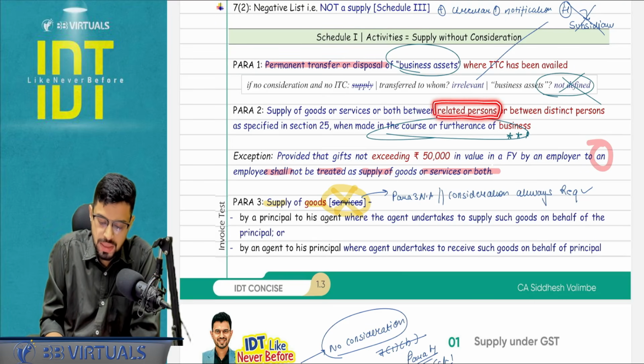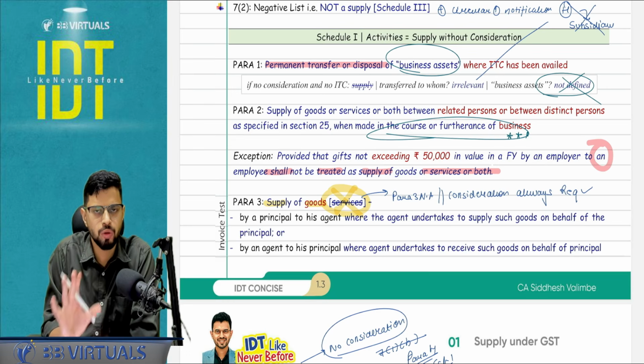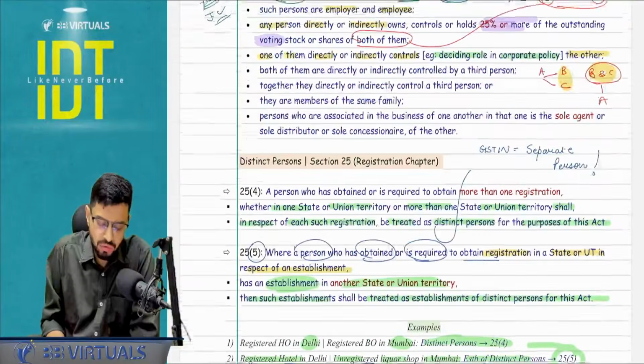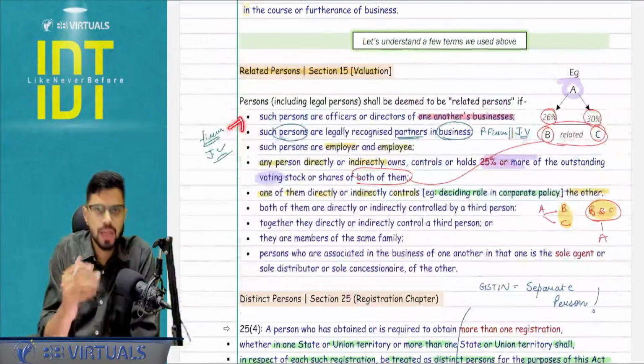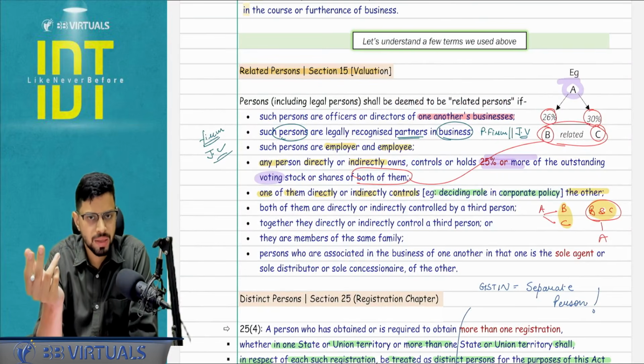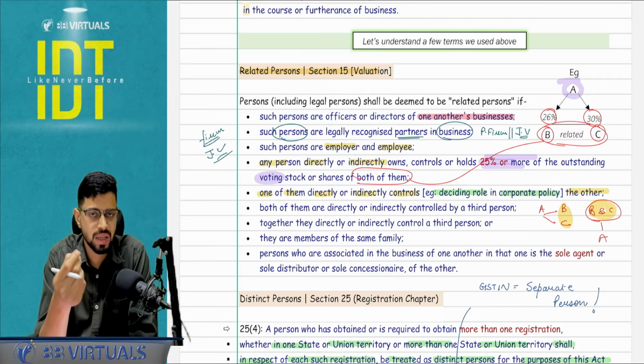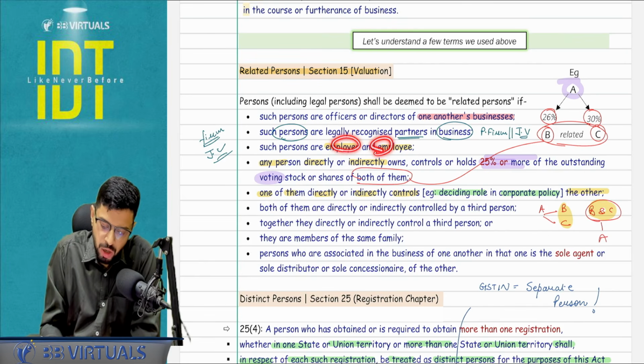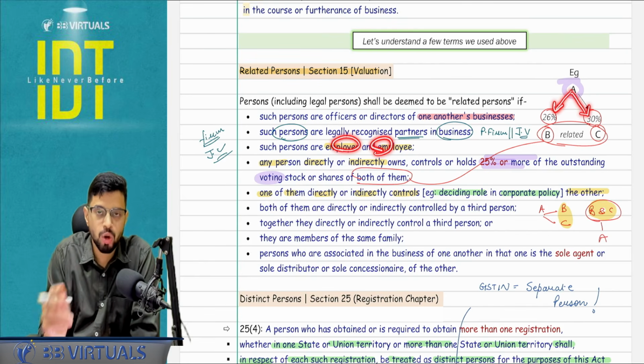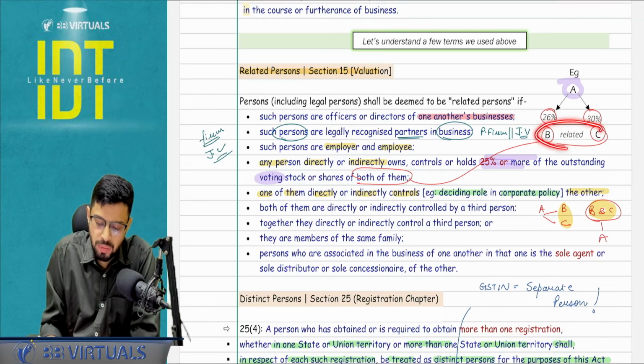I hope you remember this list. From an application point of view, things should click when we talk about related persons. Section 15, we had covered this: they are officers or directors of one another's businesses. They are partners in a business, either legally recognized partners in a firm or maybe a JV partner. They are employer and employee. One of them holds a minimum of 25% voting stock in both of them. So these two will be related to each other.